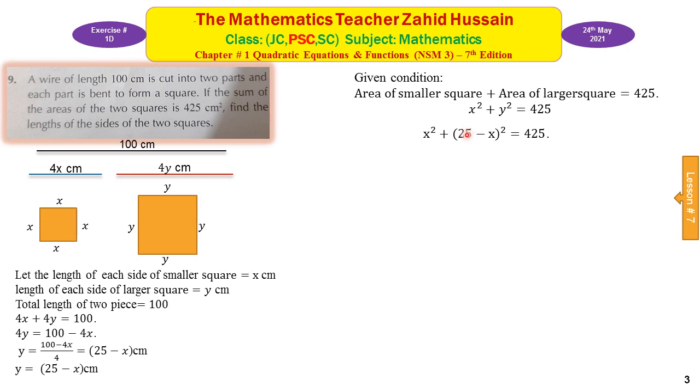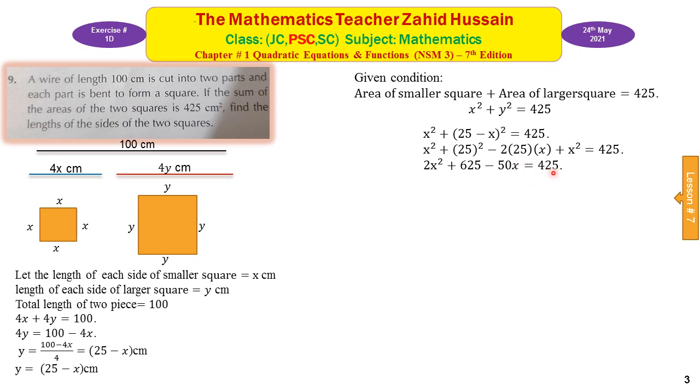Put the value of y here and get an equation in terms of x. Now expand this 25 minus x whole square by using the identity a minus b whole square, which is equal to a square minus 2ab plus b square, is equal to 425. Further simplify: x square plus x square is 2x square, square of 25 is 625 and minus 2 multiplied by 25 multiplied by x is minus 50x, and this is equal to 425.